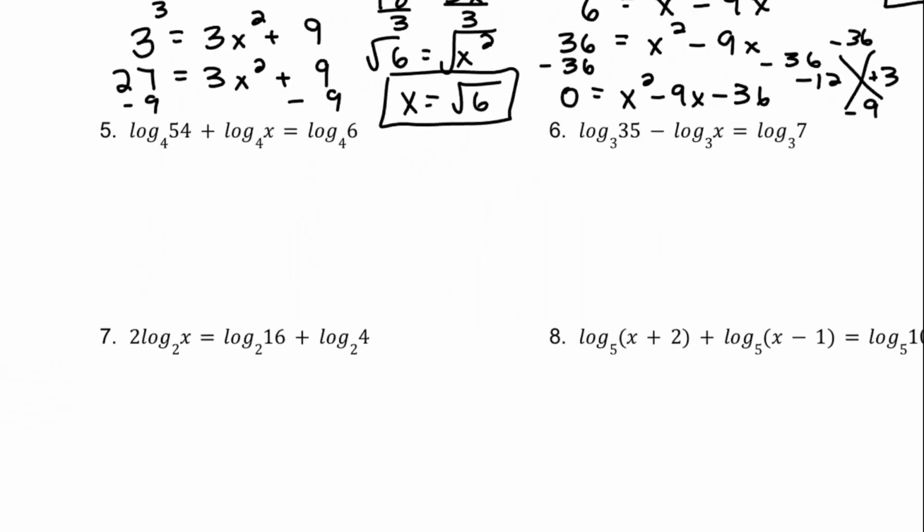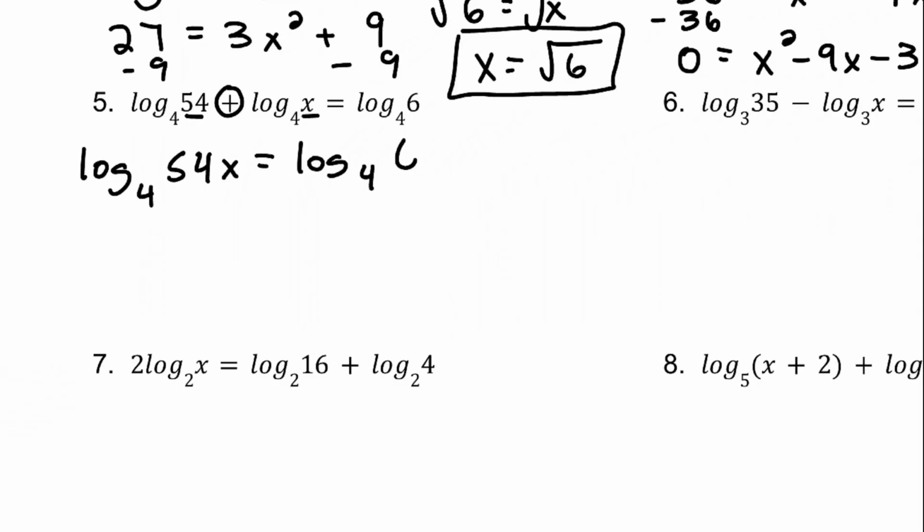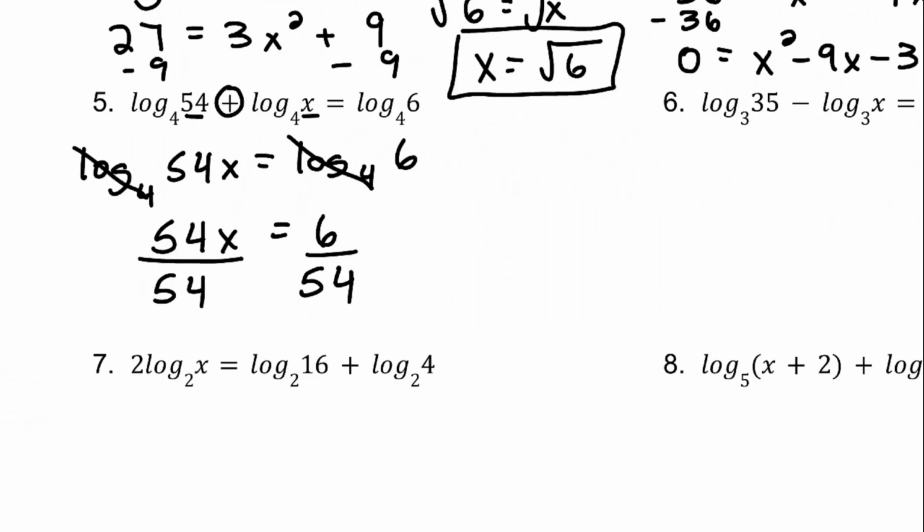For this section down here, you should notice there's logs on both sides. Now, I want to try to combine the logs if there's more than one log on one side. So again, I can combine these on this side and multiply 54 times x gets me 54x. Now again, if you have logs on both sides, I can cancel them out and set the insides equal. If I want to find x here, I would divide by 54. What can I take out? I could take out a 3, I think. I'm left with 2 over. Oh, can I take out a 6? And it's 1 over what?